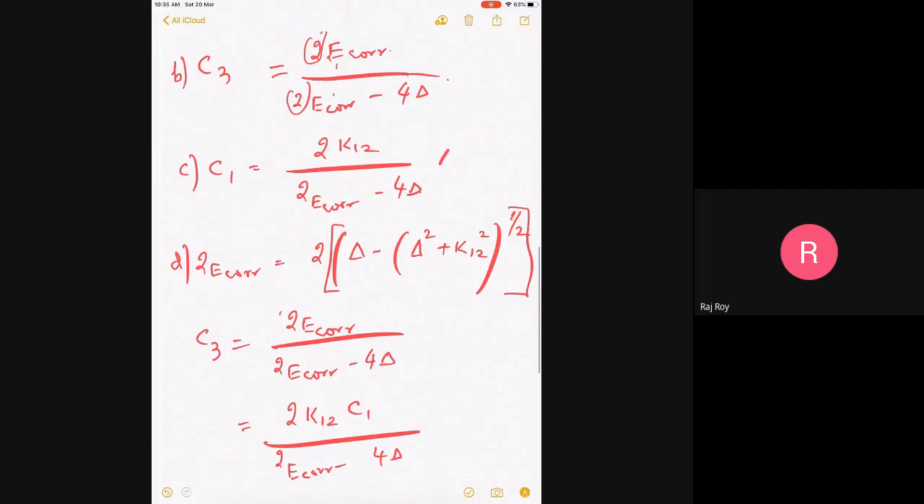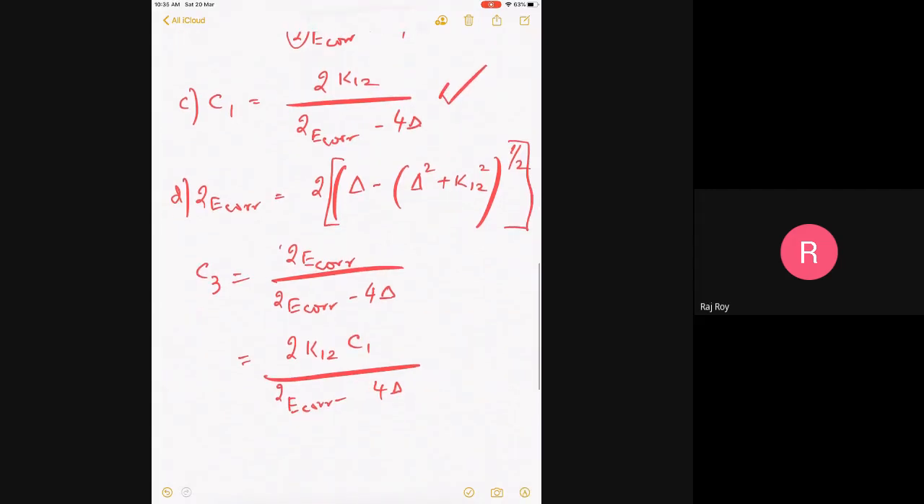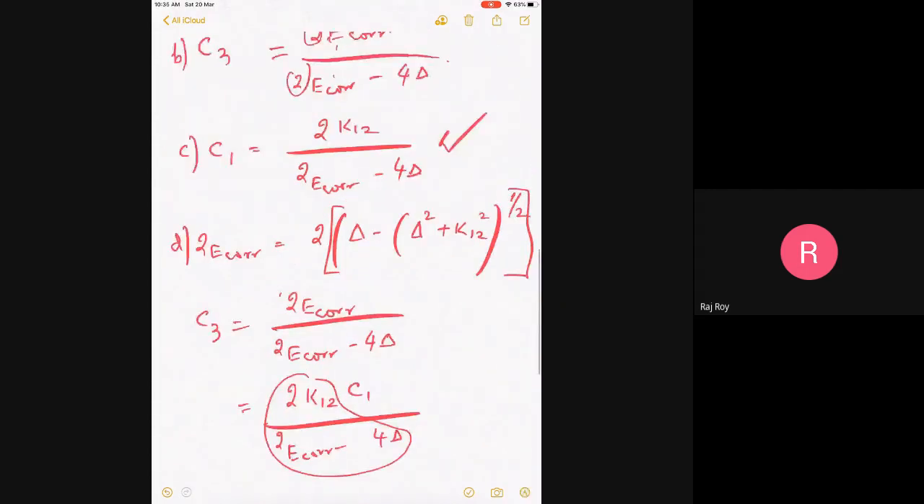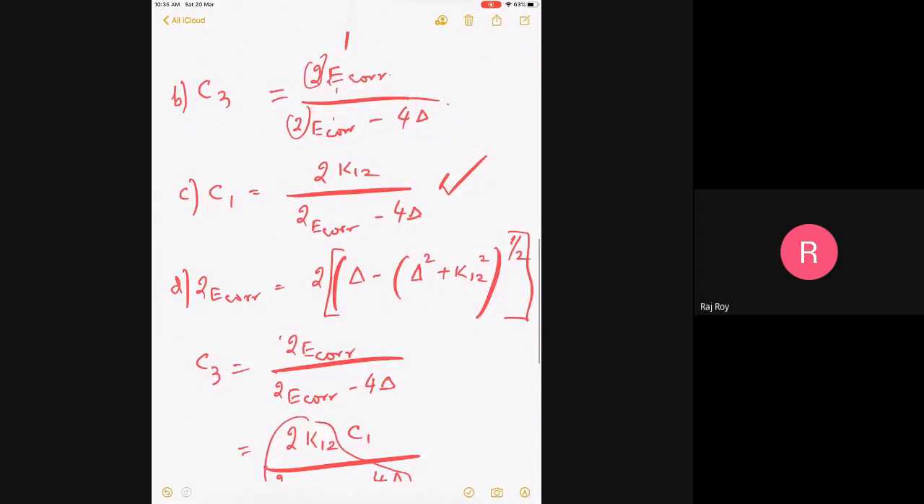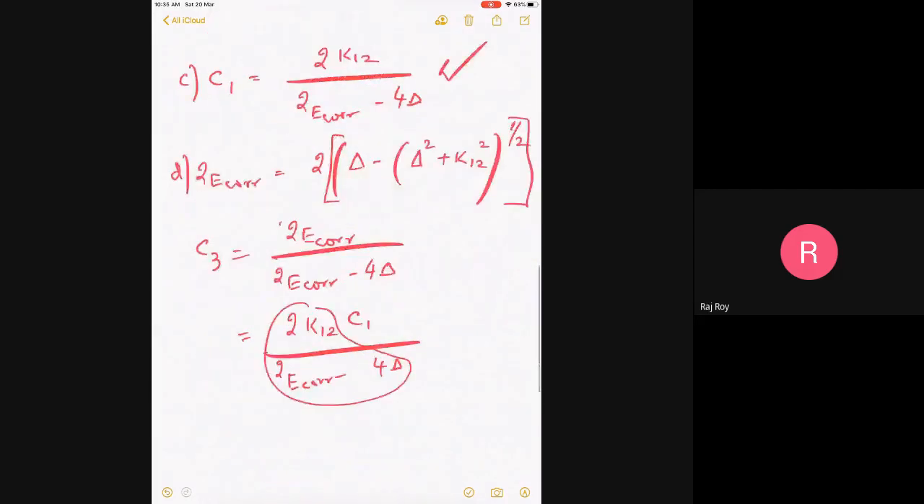Note what is C1. Now apply equation C. C1 is precisely this. I hope you are able to see this. So this equation is very, very important. This equation is also different from the value of C1 in the dimer. That was 2 delta. Here it is 4 delta. Of course, C1 is still equal to C2, but the values are different. But what is more important is C3 is now equal to C1 square.